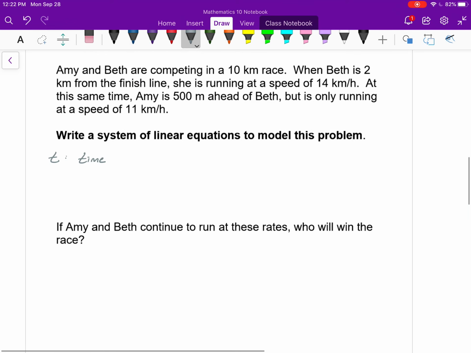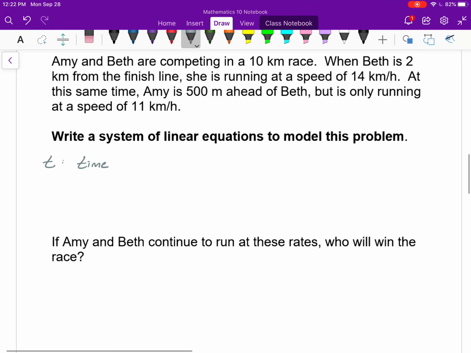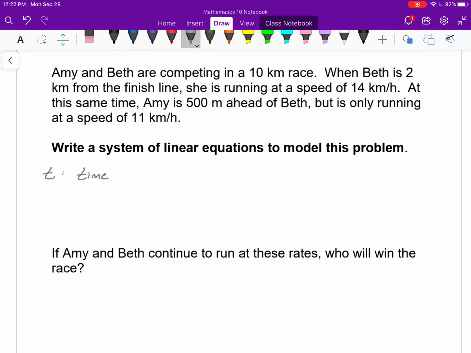We could say time from the start of the race, but in the question, we don't really know what happens at the start of the race. All we know is the question really starts off from the point when Beth is 2 kilometers from the finish line. That's when all this stuff comes into play. So I need to be clear here so I know what my variables stand for.